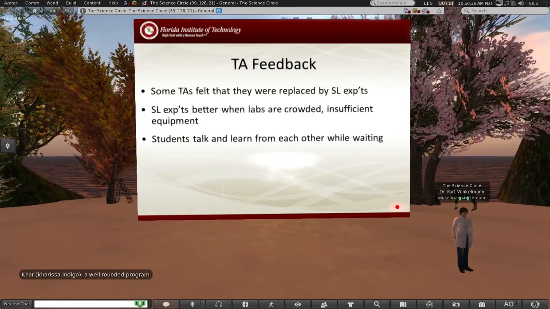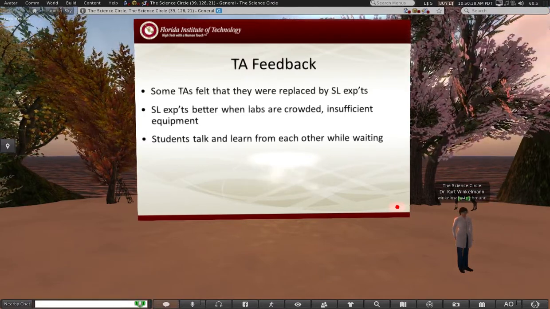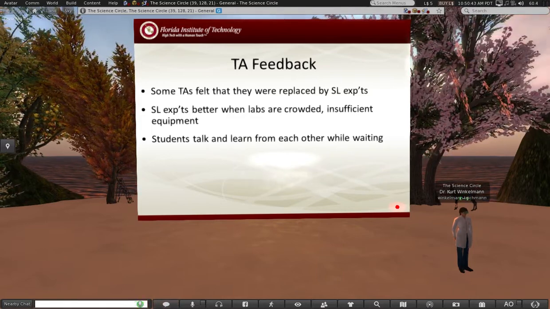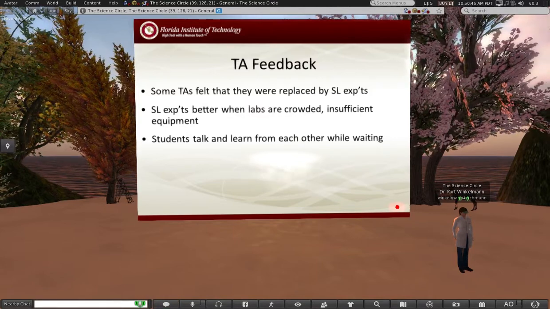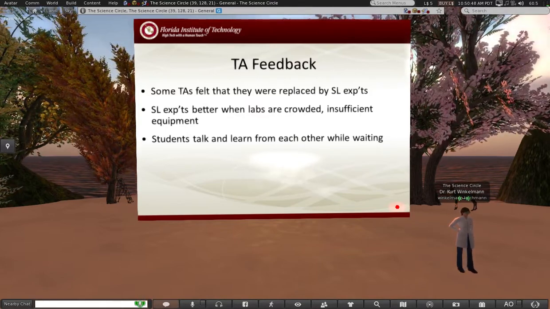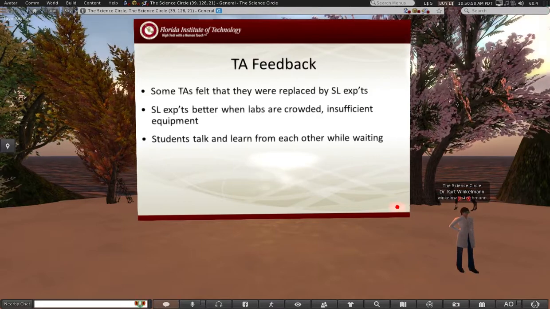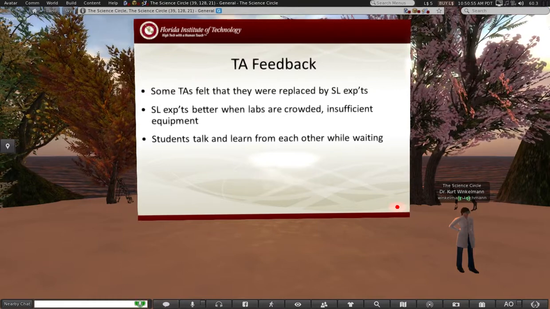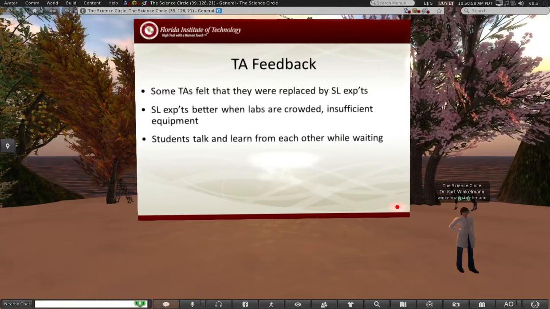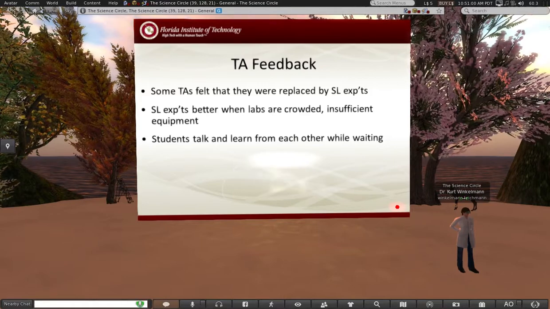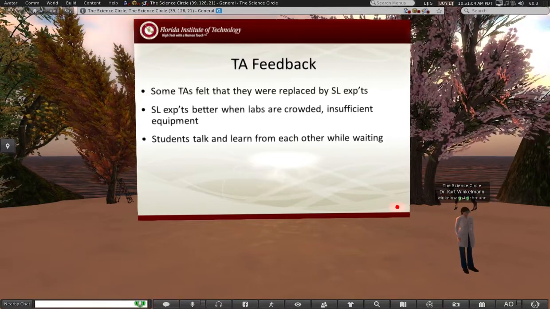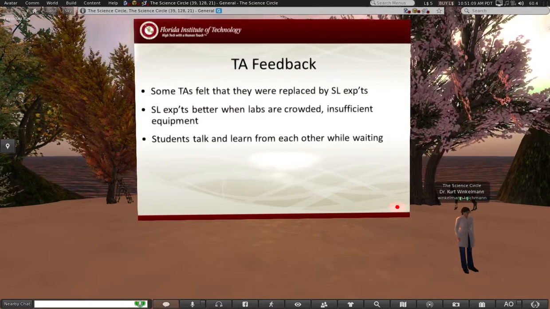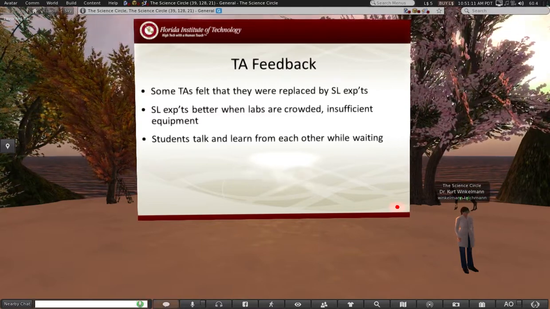We also had a focus group for just the teaching assistants, the lab instructors. And this was also some surprising feedback we got from them. Initially, because we didn't do a good job of getting buy-in from them, they felt like they were on the verge of being replaced. And so they were initially very much against our Second Life lab experiments. We realized that we had to reassure them that that was certainly not our intention, or it really wasn't even going to be possible that they could ever be replaced, but they didn't know that.